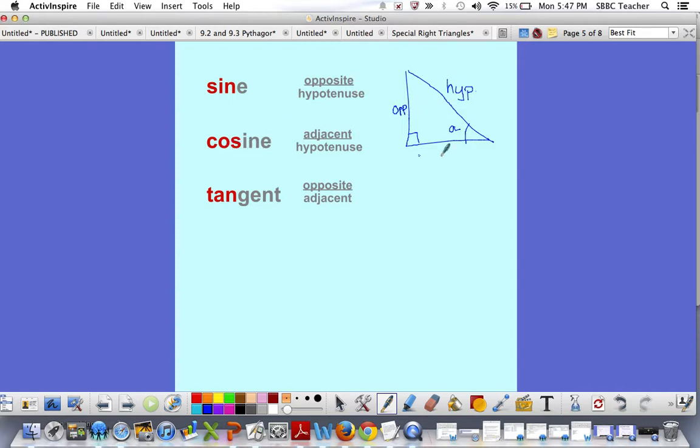Cosine is adjacent, which is this side. It's the ratio of the adjacent side over the hypotenuse. And tangent is the ratio of the opposite side over the adjacent side. We're going to be learning about these ratios: sine, cosine, and tangent. We can also abbreviate them. Sine as SIN, cosine as COS, and tangent as TAN.